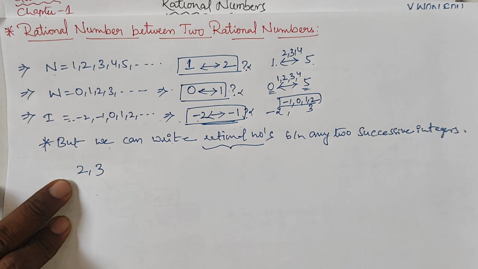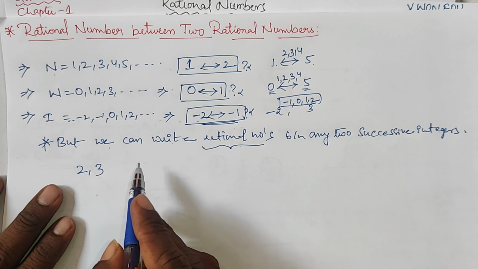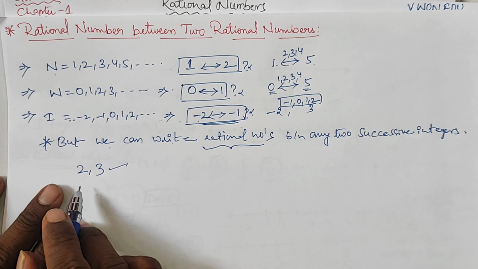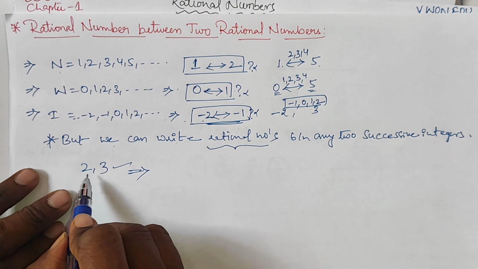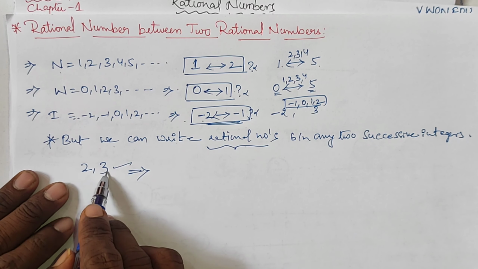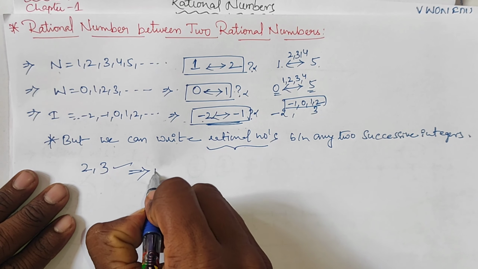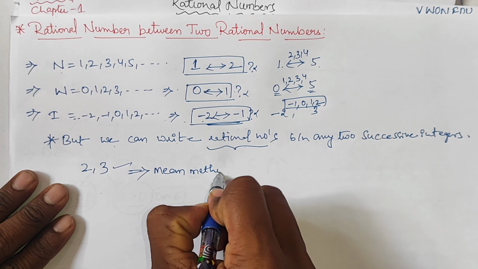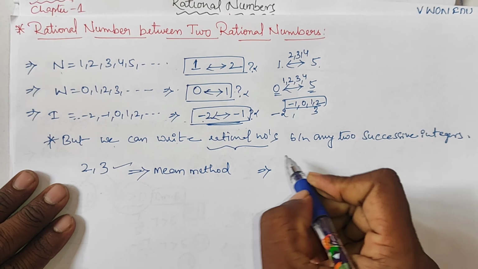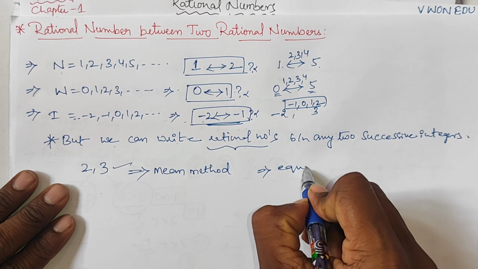Now, in between 2 and 3, is any rational number possible? Yes, it is possible. How is it possible? To find a rational number between 2 and 3, we have two methods. The first one is the mean method. The next one is equating denominators.